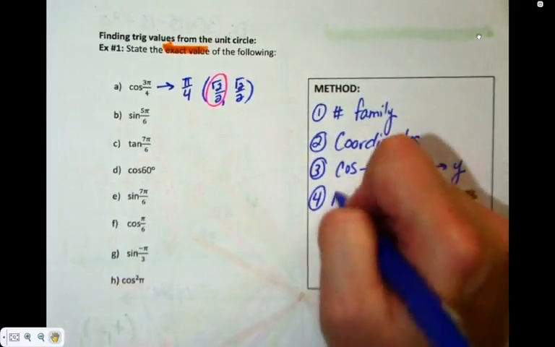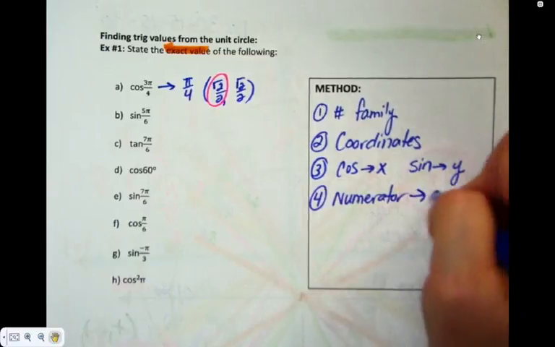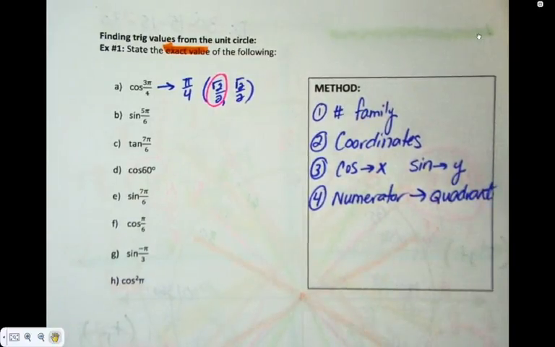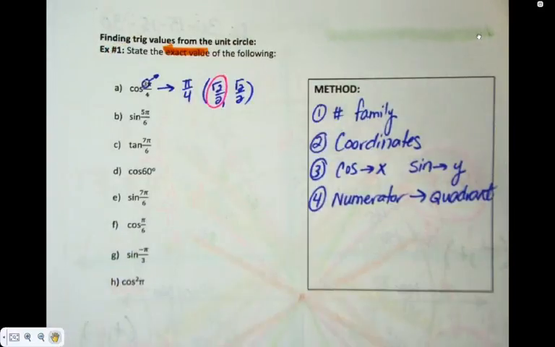Step 4, then I look at the numerator. And that's going to tell us the quadrant. I look at the numerator, and that tells us the quadrant. 3 pi on 4 is which quadrant? Quadrant 2.